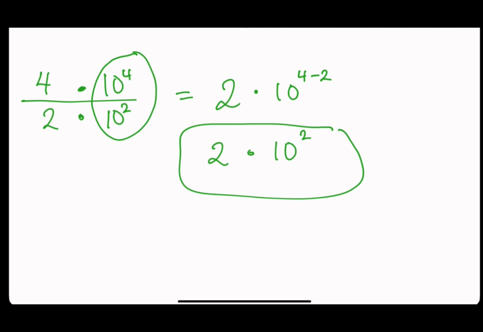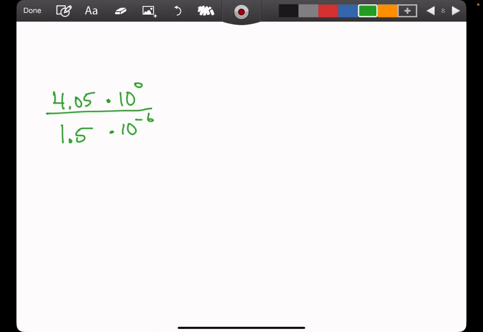Before you say you're done, check to see, is this a scientific notation? Yeah. Why did you say yes, it's a scientific notation? The number is between 1 and 10. Exactly. Good. So you're done. Let's go to the next one.